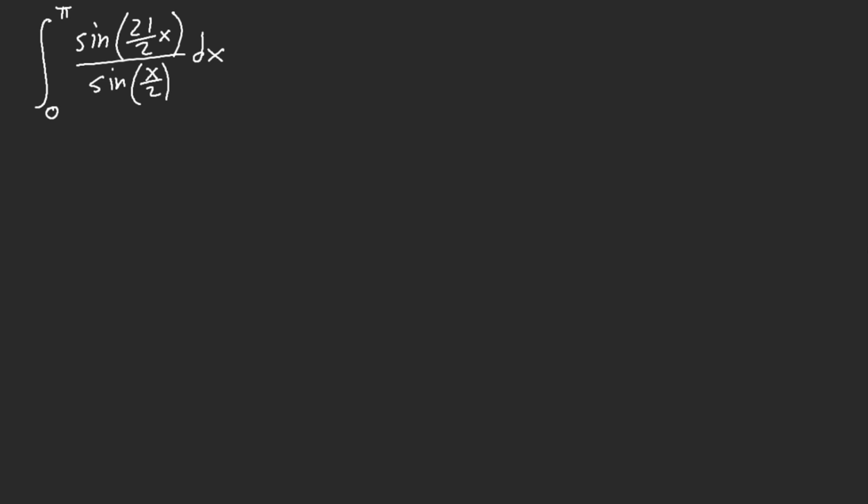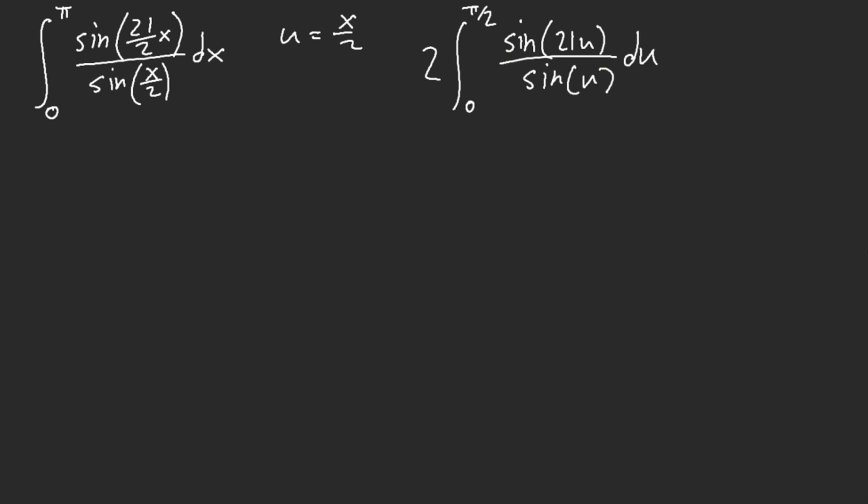the fractions. Okay, so I'm gonna let u equal x over 2, and then we're gonna have 2 from 0 to pi over 2. Okay, and then after that, we'll end up with sine of 21u, sine of u, and see there. Now you can go ahead and complexify.